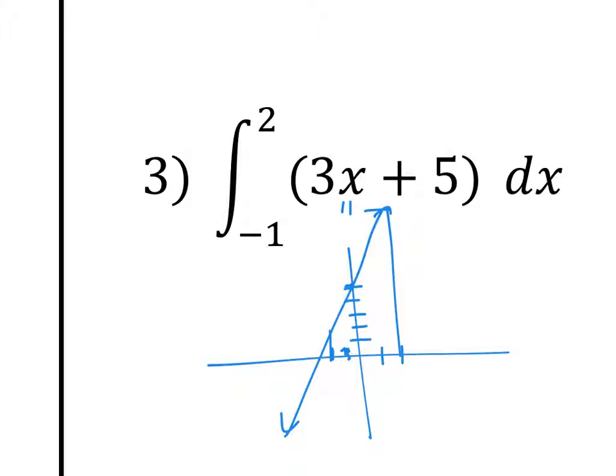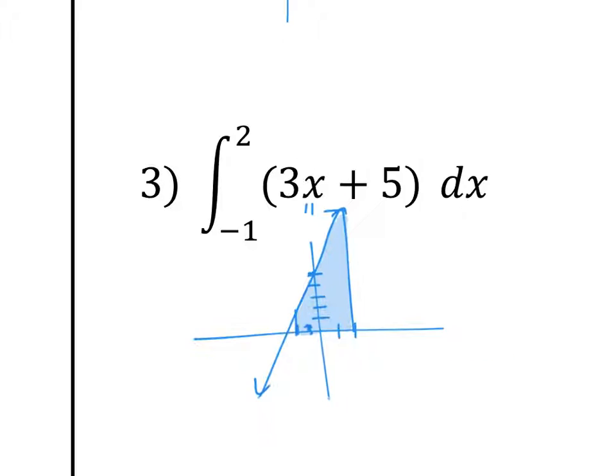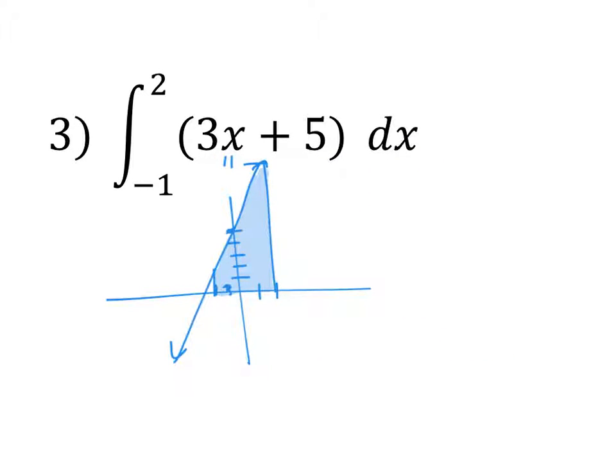So this is a trapezoid. So we are going to take the trapezoid formula, which is 1/2 times the base, and base is 3, times the height plus height, so 2 plus 11. So this is 39 over 2.